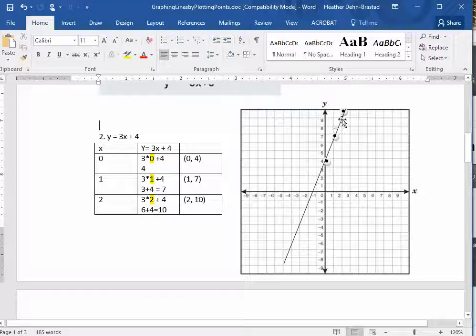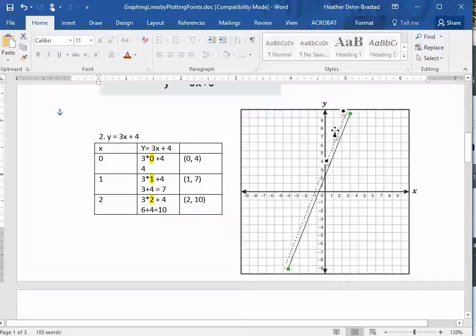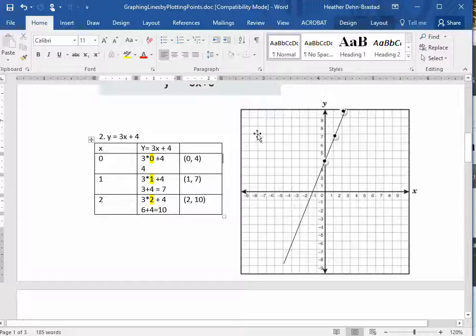Now, if I had made a mistake and one of my points was like, whoops, I had gotten one of my points as being over here or something, then I would know I made a mistake, because all of these are going to lie exactly in a line. There's not going to be one somewhere else. You're not going to get a triangle shape or anything like that.